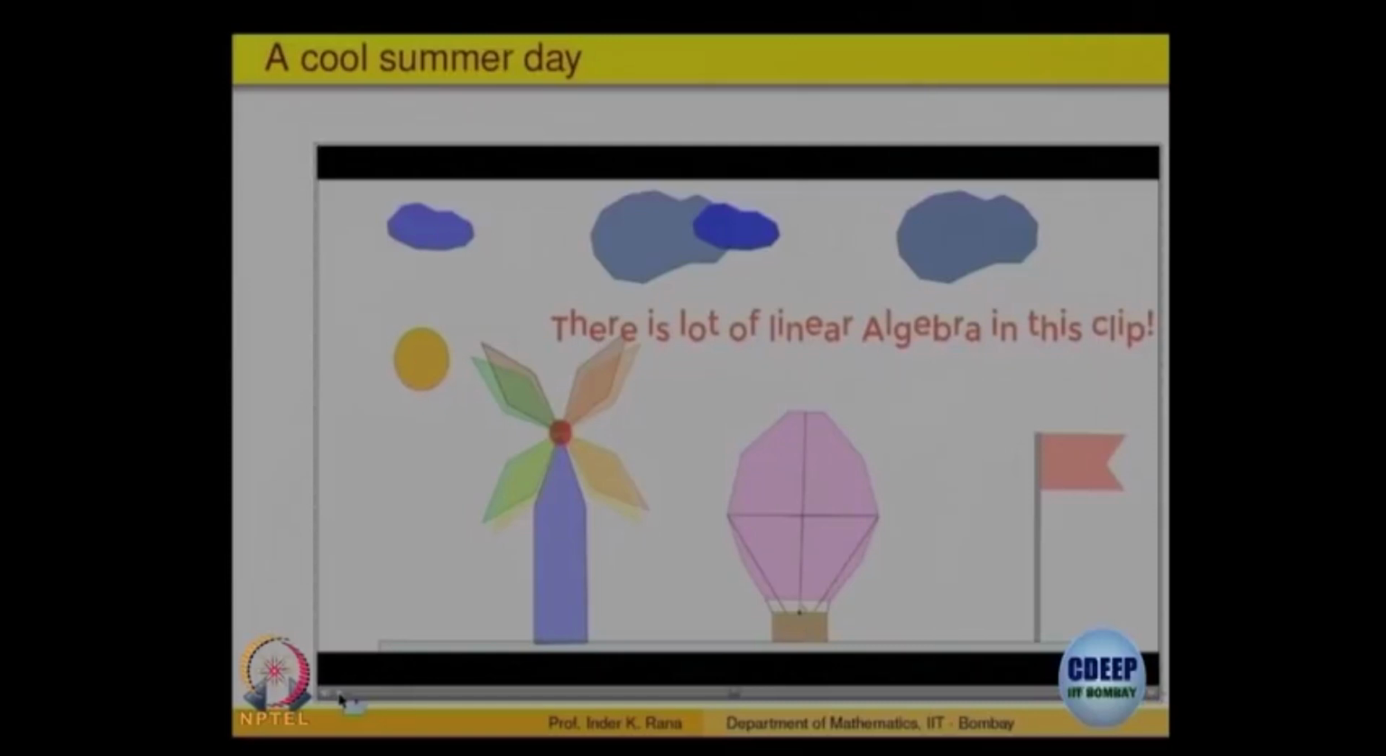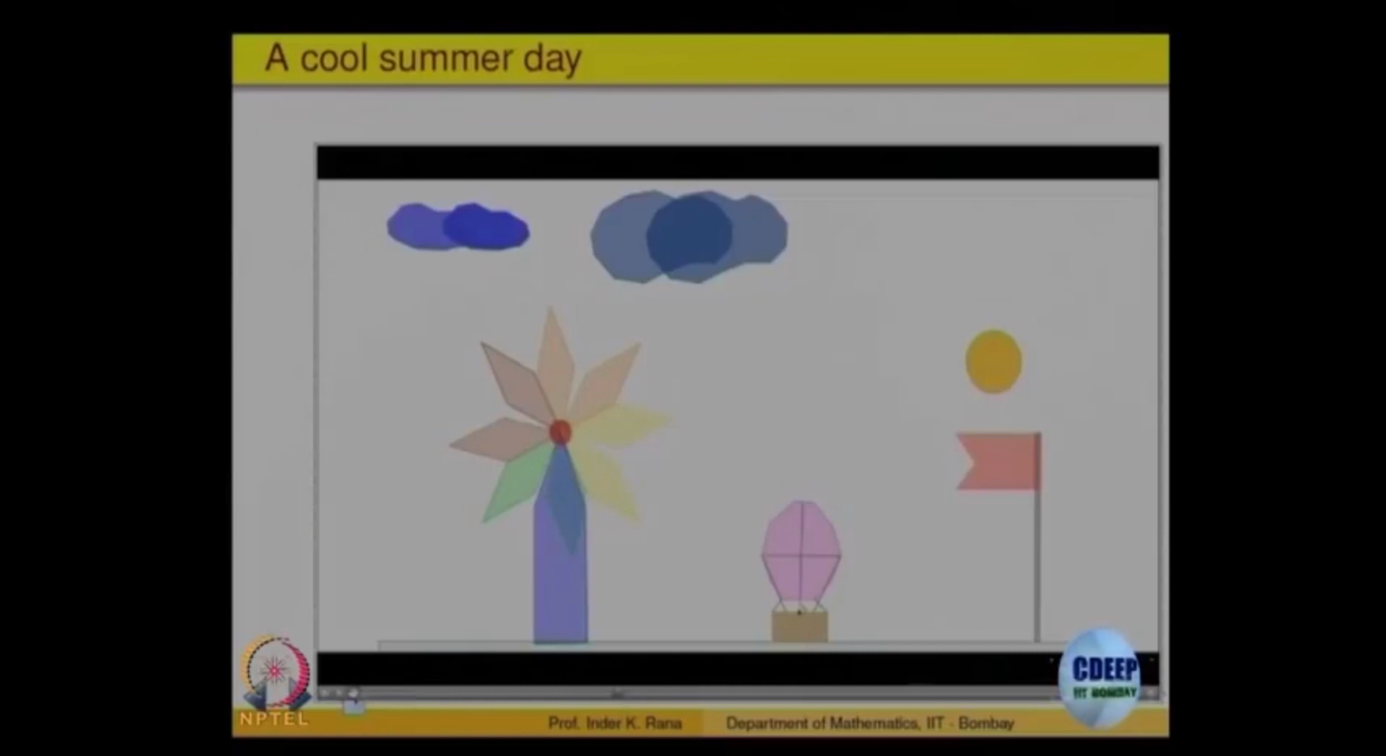So, what are the kind of movements that you saw in this clip? These clouds were moving, these wings of the windmill were moving, the sun was moving, and this balloon was changing, and this flag was changing. Let us see it once again, some part of it, and observe the various movements.